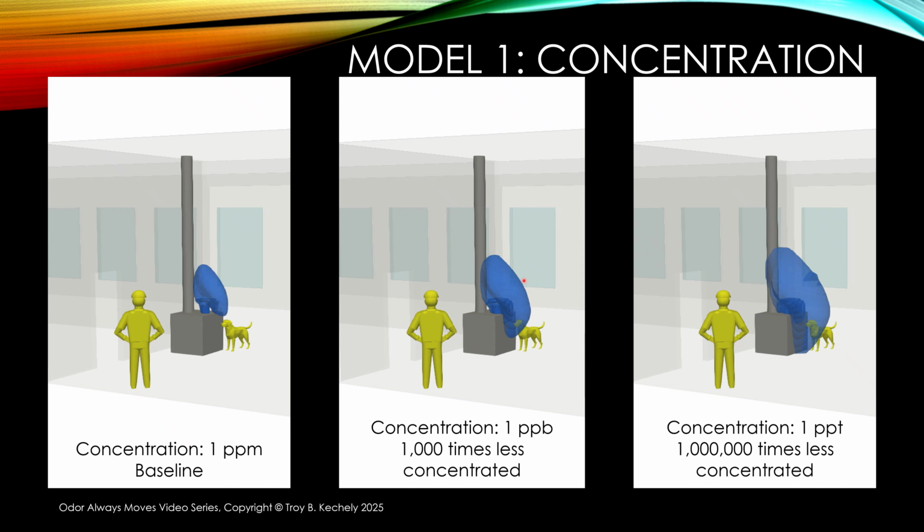Okay, and if you look at this though, this is the next level. So this is 1 part per billion. Okay, and again, it's still right there by the stove. It's not really spread out. And this is 1 part per trillion. That may not even be detectable to a dog, depending on the odor type. Okay, so it's just not getting out there.